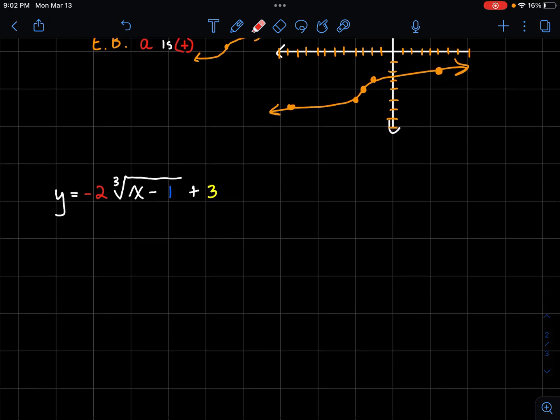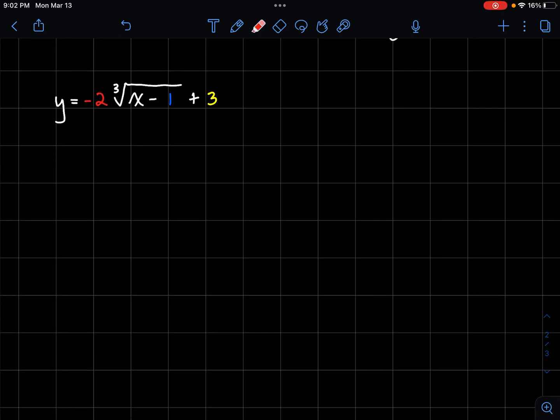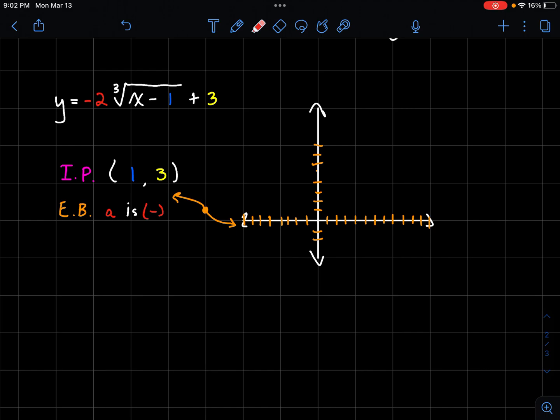Another function. How about y equals negative 2 times the cube root of x minus 1, plus 3? What's our inflection point? We find the inflection point by looking underneath the root and the outside of the root. The x value is always opposite of what's underneath the root, so 1 comma 3. What's the end behavior? Well, this time the a is negative because of the negative 2, which flips the arrow. So here's what our end behavior will look like. It's going to go up on the left side, down on the right side. We will also do some multiplication with that 2, but we'll go ahead and start graphing here.